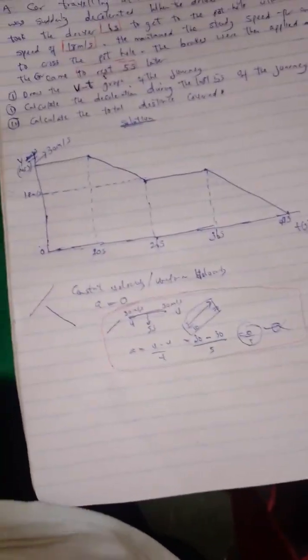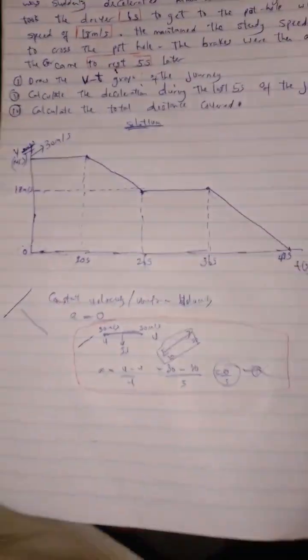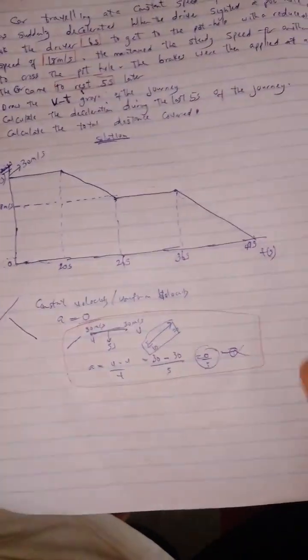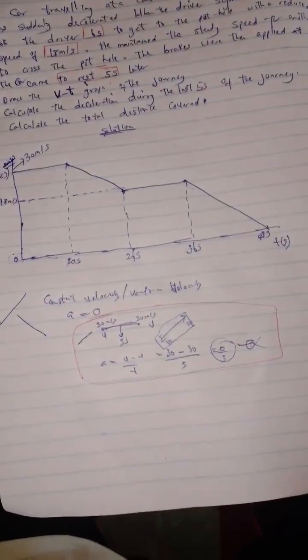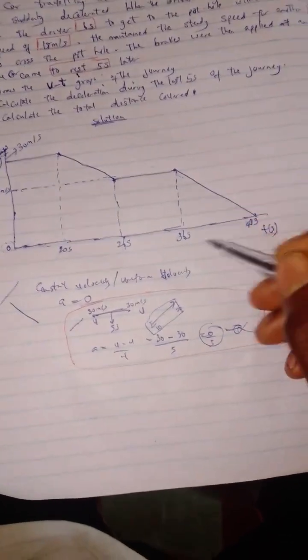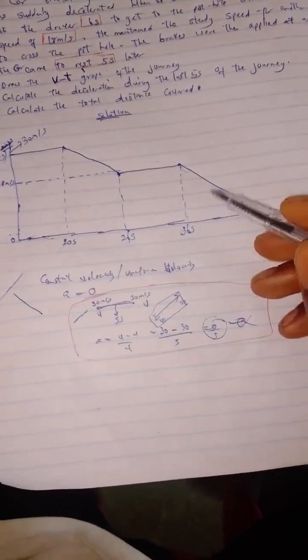Now we have done what we have to do. This is our VT graph. We have drawn it like this. Do you see? I traced it at every time. Now we said number 2, calculate the deceleration during the last 5 seconds of the journey. Now the last 5 seconds of the journey is at this point. So that's where we want to focus.